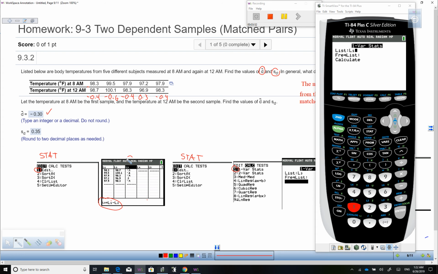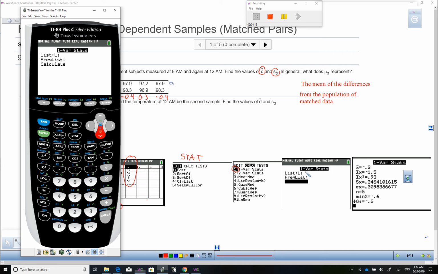You want to select this column L3. How do you do that? Well, just clear this part and then press second 3. Frequency list, it's gotta be nothing here in blank. You go down and press calculate. Okay, so this is what you're gonna see at this point. You press calculate and you will see this screen.